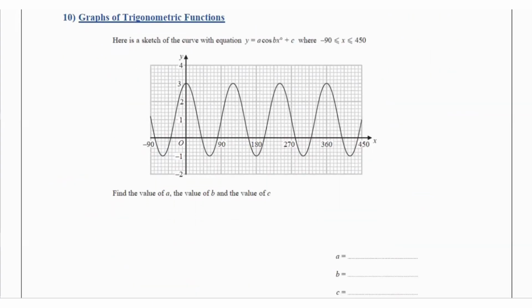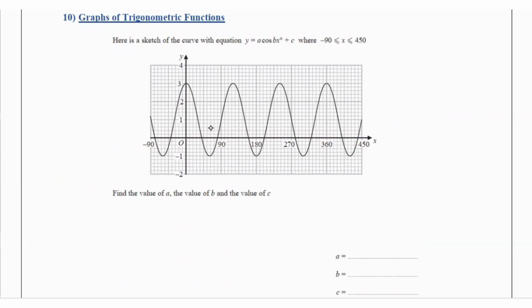The next question says that here's a sketch of the curve with the equation y equals a cos bx plus c, where x is from -90 to 450. We have to find the value of a, b, and c.